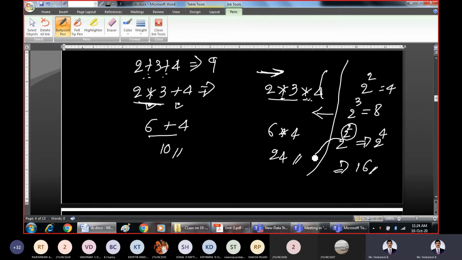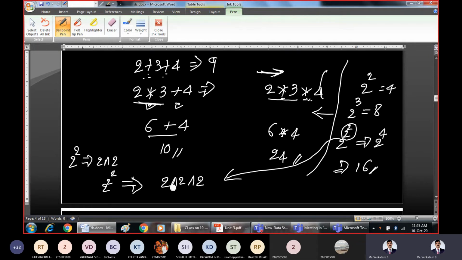Now this is written like this, but we cannot write like this in a program. How is it represented in a program? If you want to write only 2 raised to 2, that is written like this: 2 ^ 2. Cap means the power operator here. And if you want to write 2 raised to 2 raised to 2, we write it like this: 2 ^ 2 ^ 2.